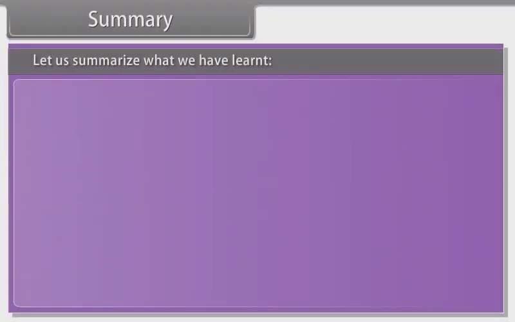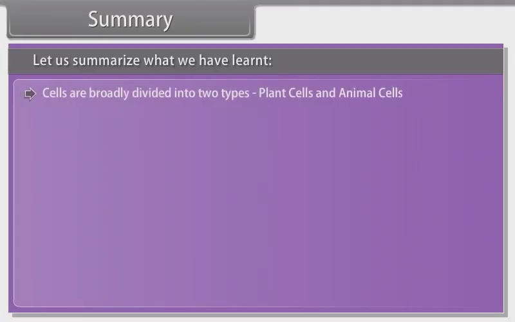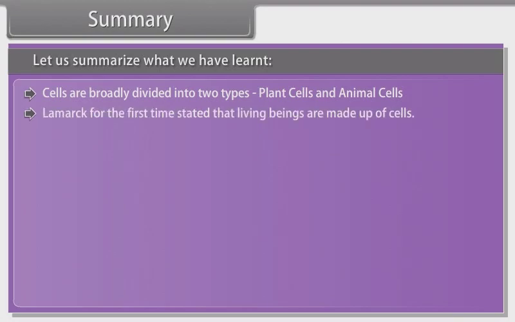Summary. Let us summarize what we have learnt. Cells are broadly divided in two types, plant cells and animal cells. Lamarck for the first time stated that living beings are made up of cells.